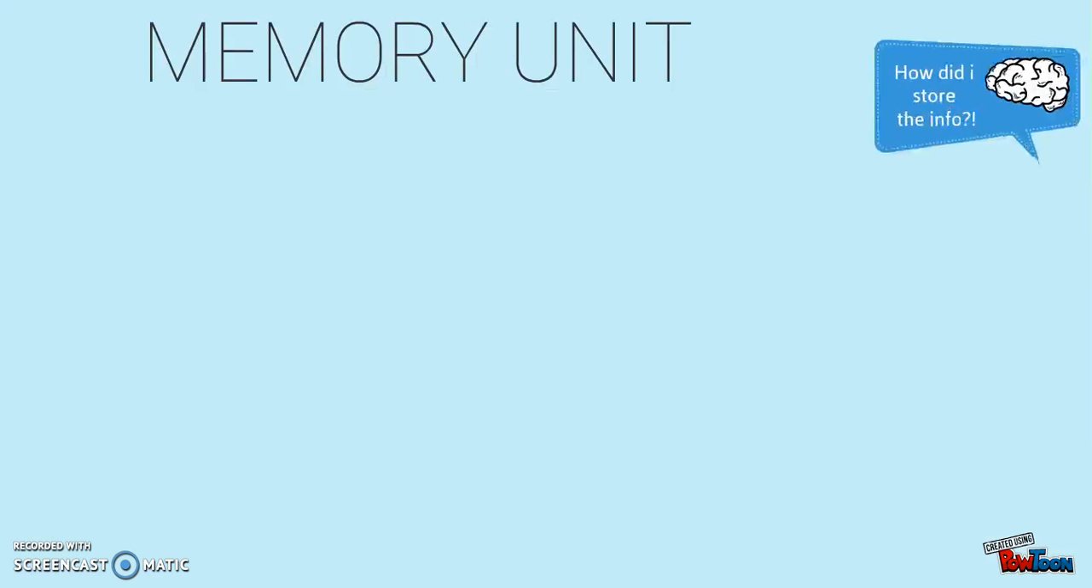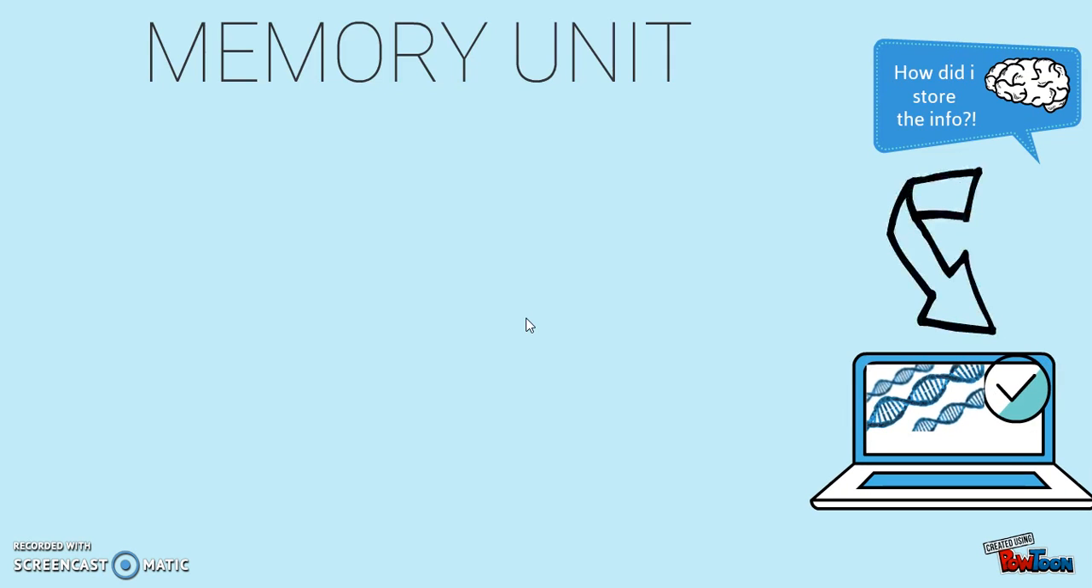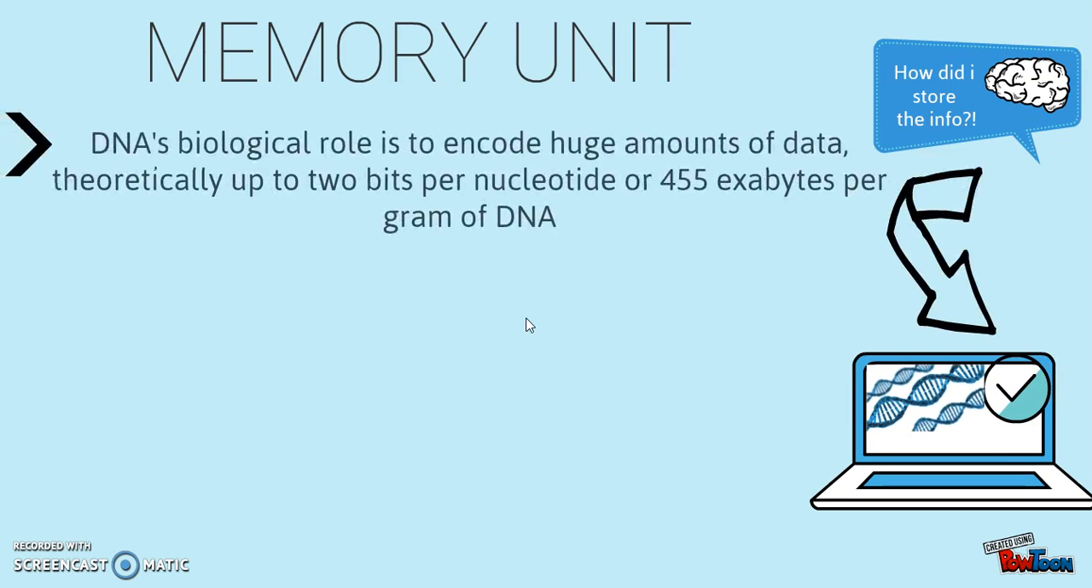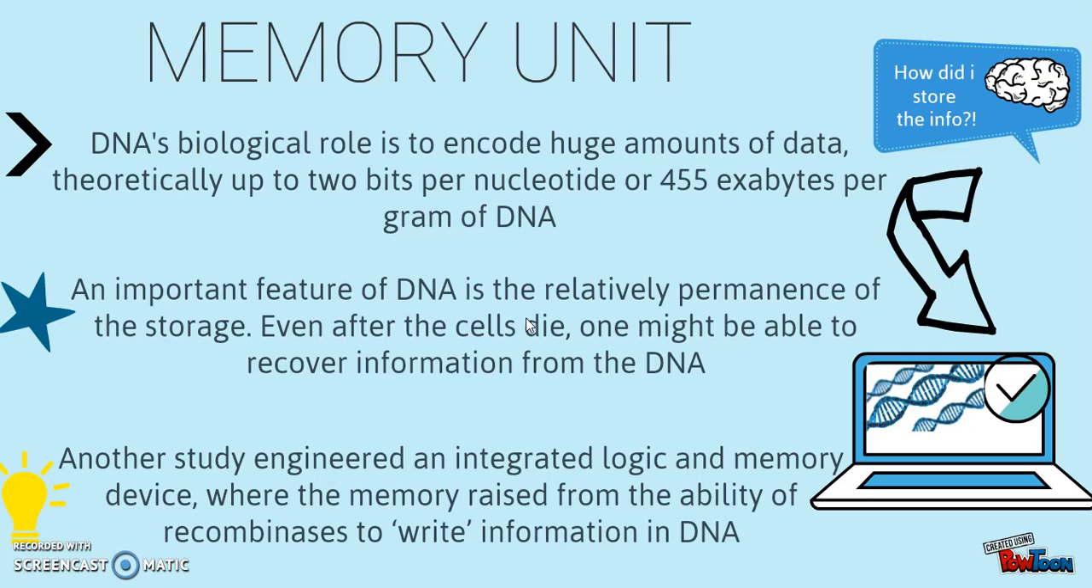Let's now talk about the memory unit. A computer stores its information in the memory unit, and all the transactions related to the transfer of information or instructions are done there. As human beings, we remember things that are going on around us in the brain.